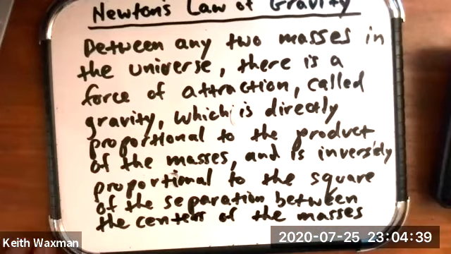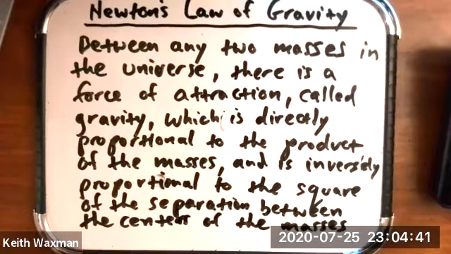I told you. All right, I'll read it again to you. Between any two masses in the universe, there is a force of attraction called gravity, which is directly proportional to the product of the masses and is inversely proportional to the square of the separation between the centers of the masses.